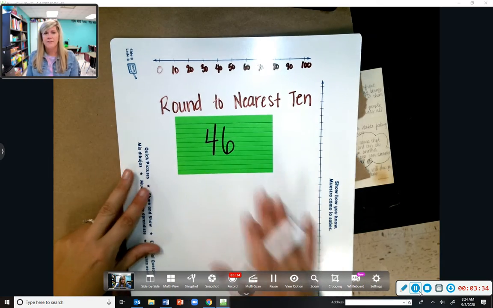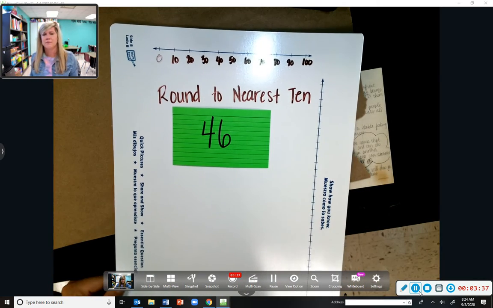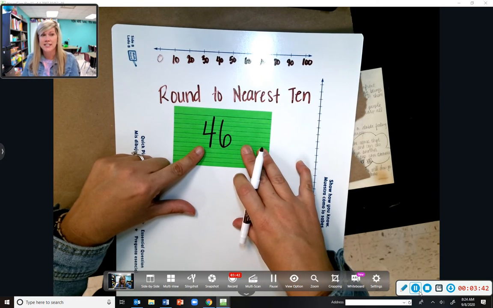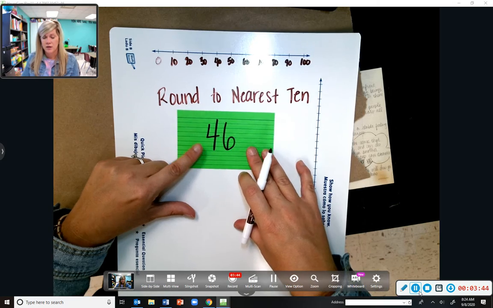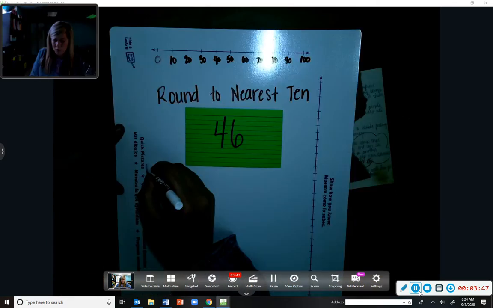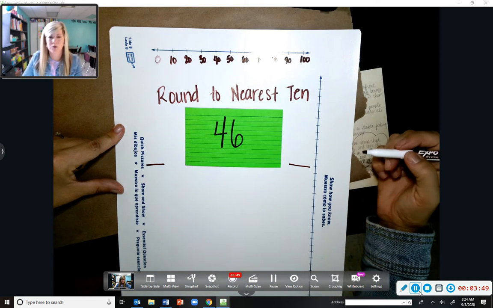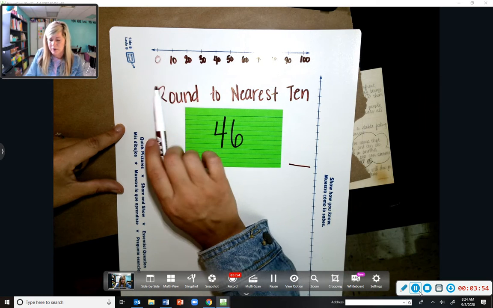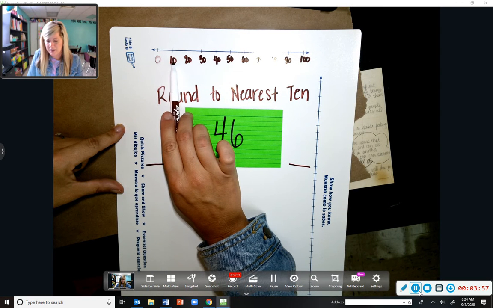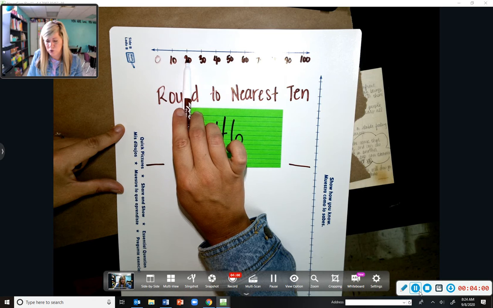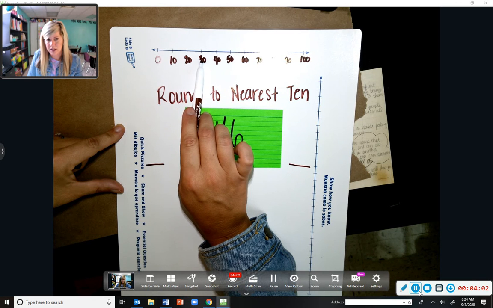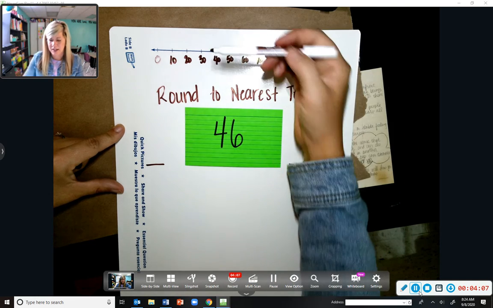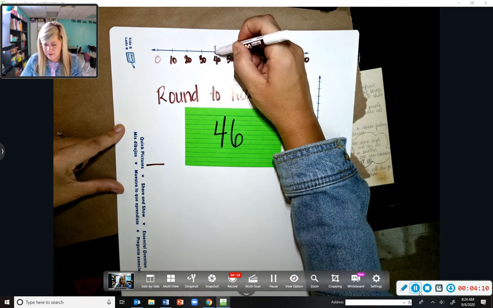Okay? And if I'm given the number 46, I need to ask myself, what two tens does 46 fall between? Okay? So that should be your first step. What two tens does it fall in between? If you need to skip count to help yourself, then you can do that. So it would be 0 to 10, 10, 20, 20 to 30, 30 to 40, 40 to 50. So it is between 40 and 50.